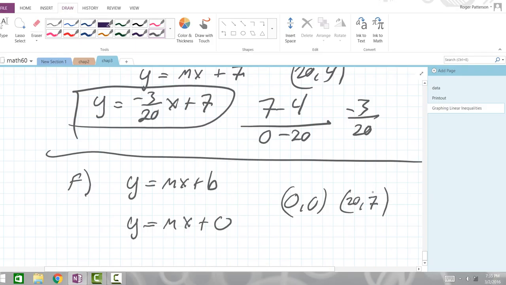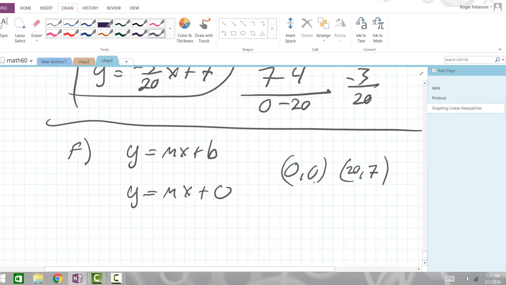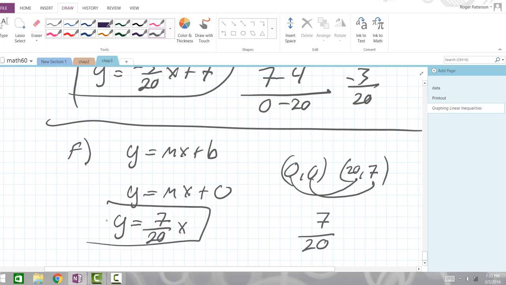That's what you meant, right? Okay, so then change here is going to be 7. Change there is going to be 20. So there's my slope. I don't have to worry about the 0 because it's just 0. Done with that one.